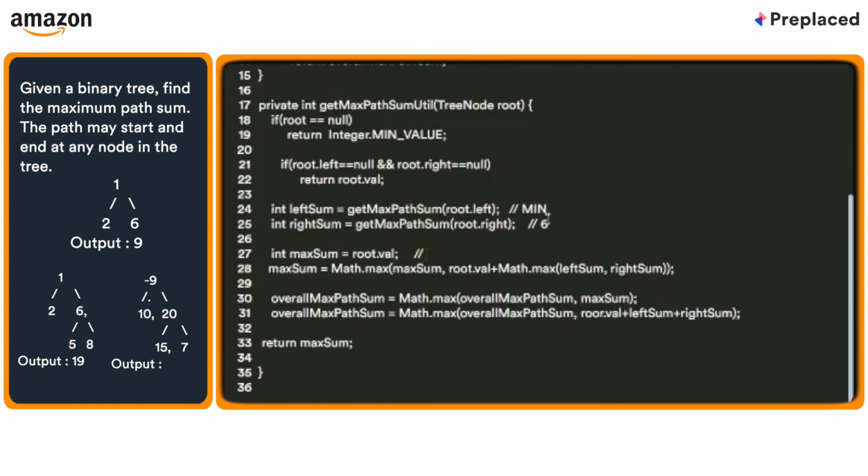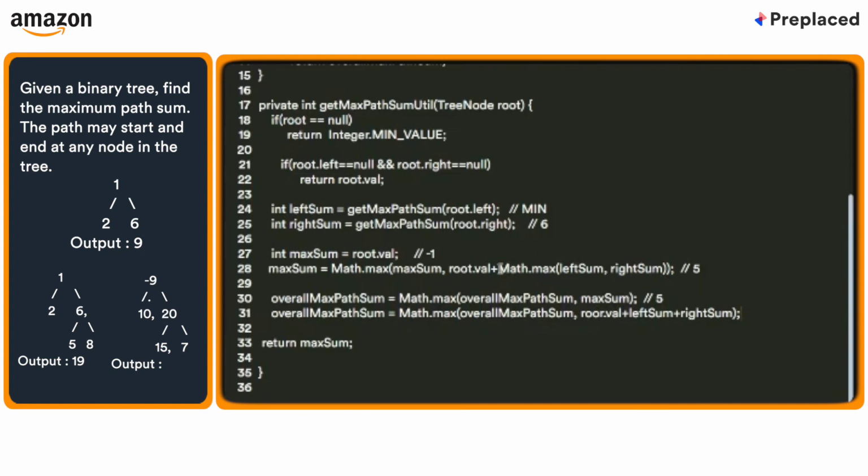Then I come here and assume max sum is the root value, which is -1. That is the first assumption. Then I compare -1 with -1 plus max of these two, which is 6, which is 5. So I'll say max is 5. Then the overall sum, max overall sum is minimum or 5. Then I will say overall sum is the root plus left plus right, which will be some negative value. That will not work.